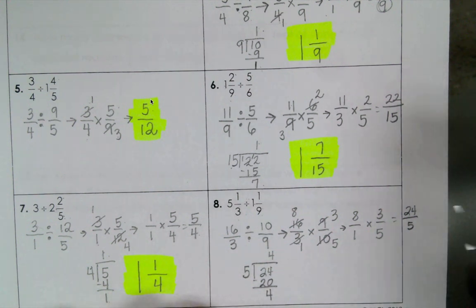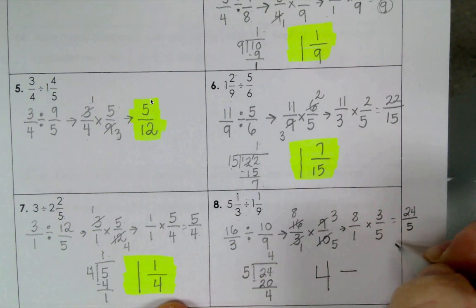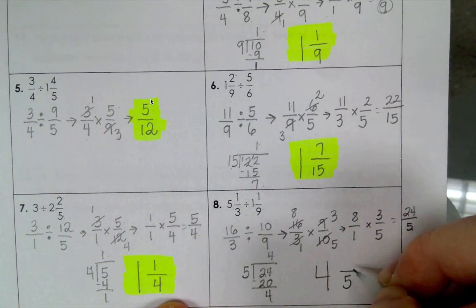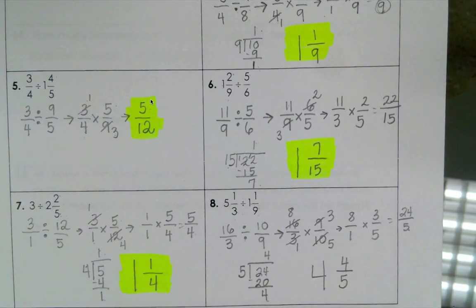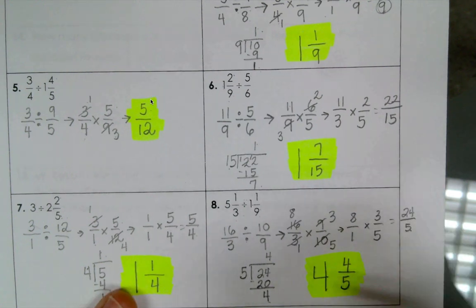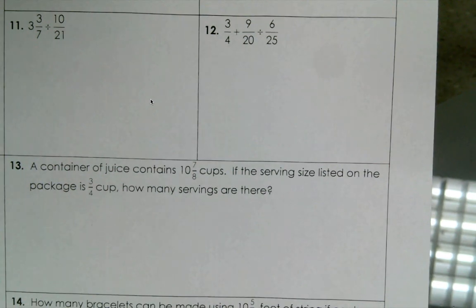So here we go. Quotient is my whole number. Denominator stays the same. Remainder is my new numerator. And there it is, folks. See how this one goes. Look at this awesome stuff.